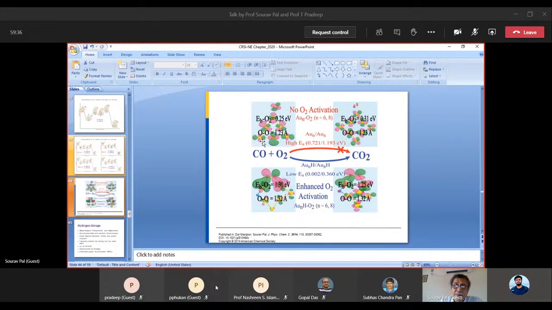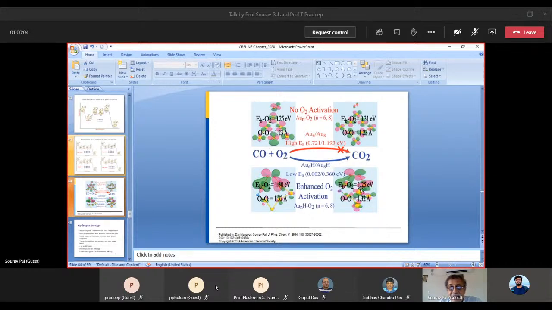I take up another example, which is the hydrogen chemisorbed cluster. I talked about the hydrogen chemisorbed cluster. If you look at Au6 and Au8, they're actually more or less, they don't do much. With oxygen, there is no activation. Barrier is very high. Again, it's a CO oxidation reaction that I'm looking at. Barrier is very high. But as soon as you put hydrogen, the barriers become very low. The oxygen gets elongated. The binding energy increases.